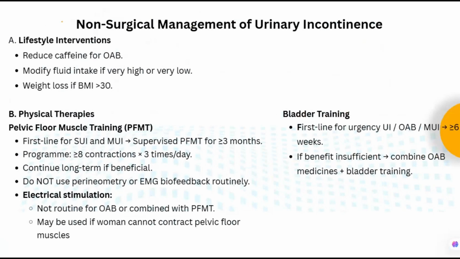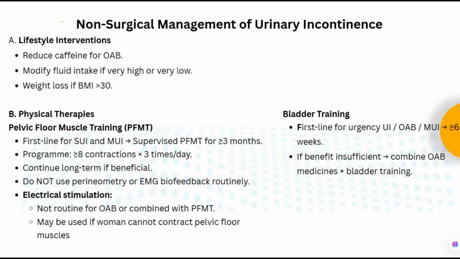The first is lifestyle intervention. You will always ask the patient to reduce caffeine for overactive bladder, modify fluid intake if it is very high or very low, and ask the patient to reduce weight. If the patient's BMI is more than 30, you will ask the patient to lose weight. Okay, and the appropriate referral we need to do.